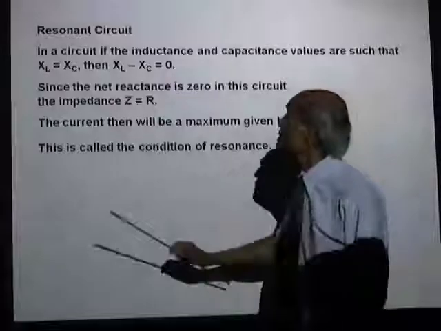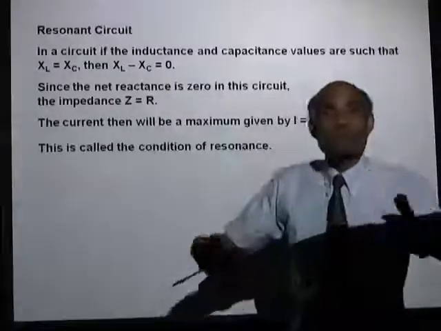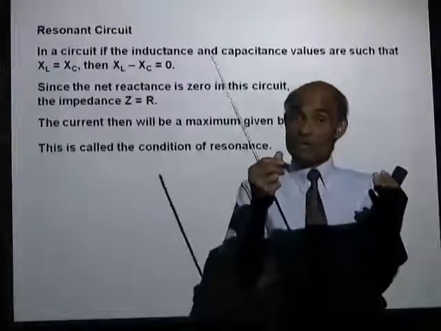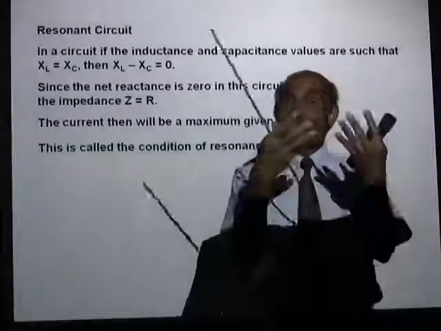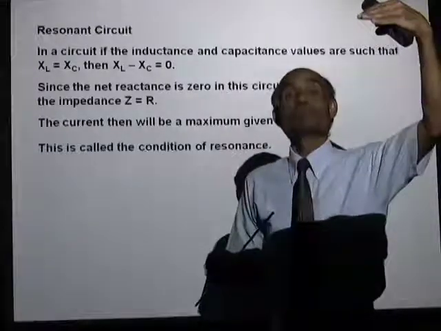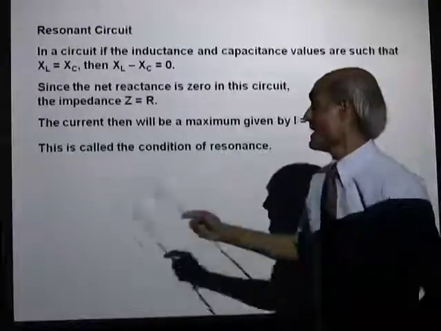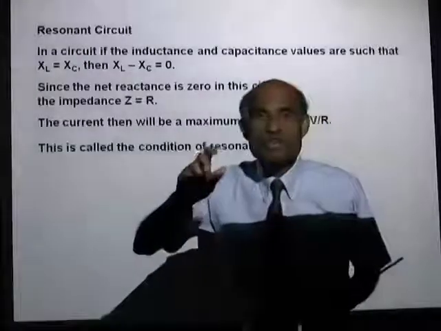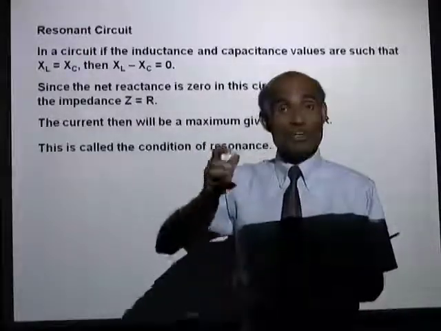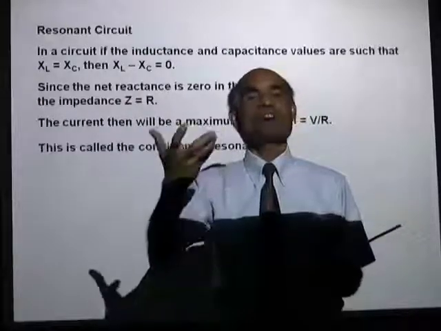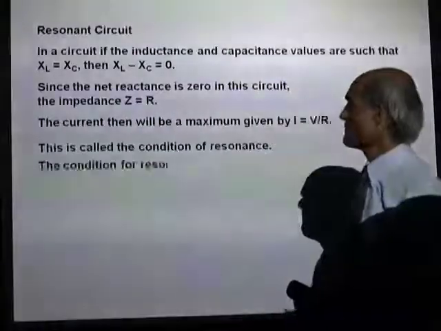And such a circuit is said to be a resonant circuit. When the circuit is adjusted for resonance, the net reactance is 0. The current will be a maximum at that time. And we have a resonant circuit. In fact, when you tune a radio or television, you're actually tuning using the condition of a resonant circuit.